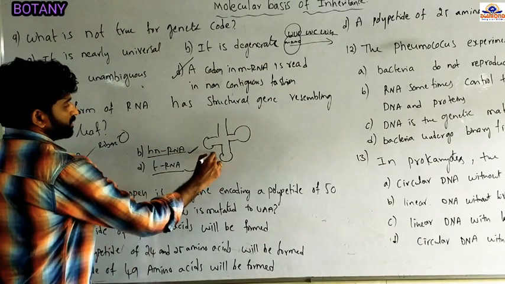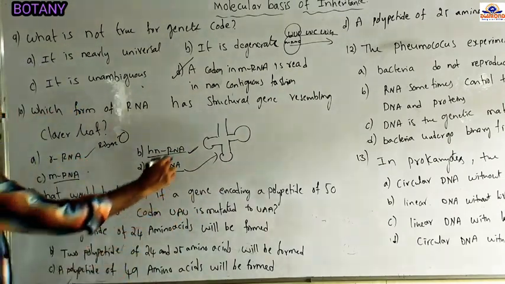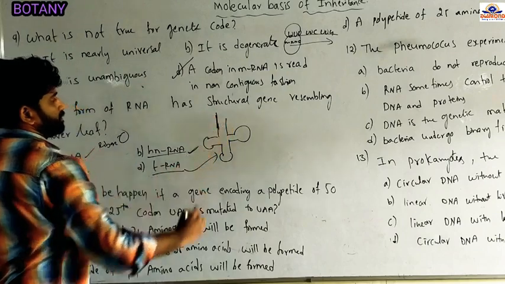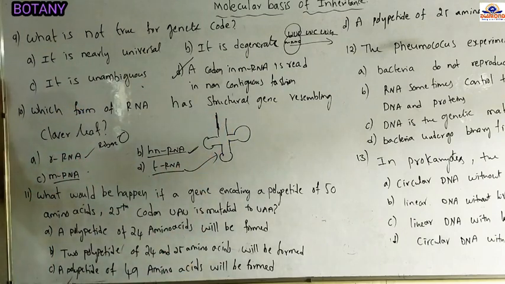So this is the clover leaf model of tRNA. It is present in animal cells or plant cells, at about 10 to 15% of the entire cell.